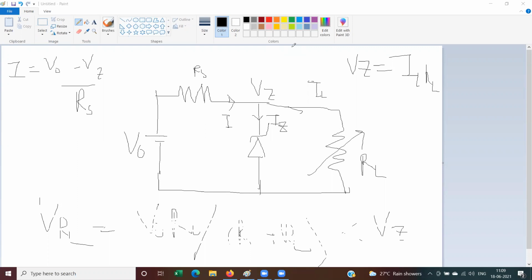If Vz equal to IL into RL, if RL is too large, obviously IL would be too small. IL into RL is fixed. So if RL is very large, IL would be very small. Yes or no?